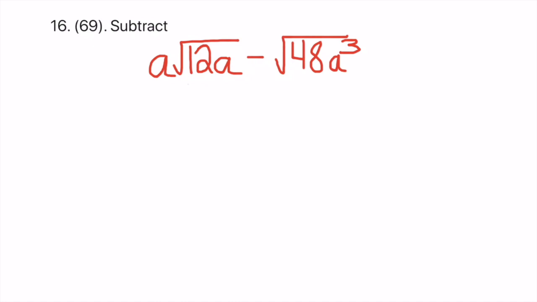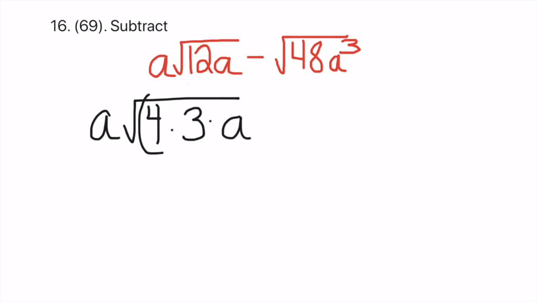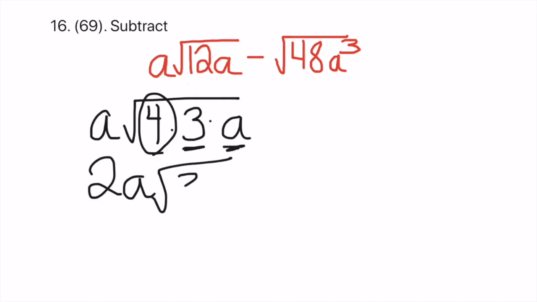Okay, subtract. Now, just looking at this, we can't subtract how it is because the radical signs are different, and so they're not like terms. However, we can simplify these. So if I'm looking at the first one, I know that 12 has a factor that is a perfect square, which is 4. So I'm going to rewrite 12 as 4 times 3, and then we have our a. Since 4 is a perfect square, that's a 2. We can pull a 2 out. So we have a 2a out. But this 3 doesn't have a pair and the a doesn't have a pair, so they have to stay inside.